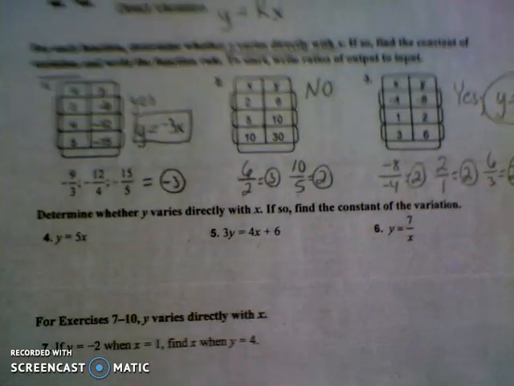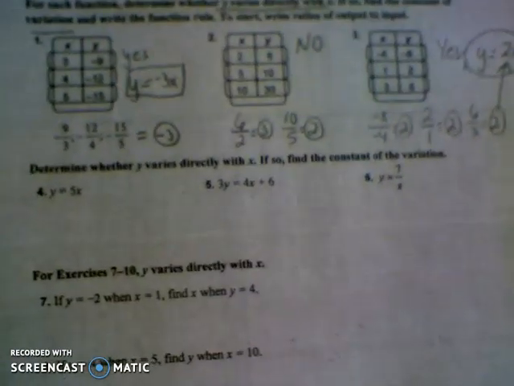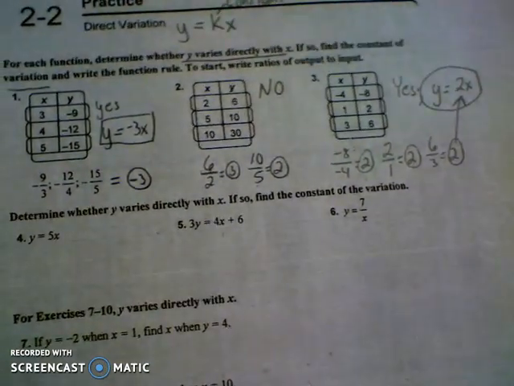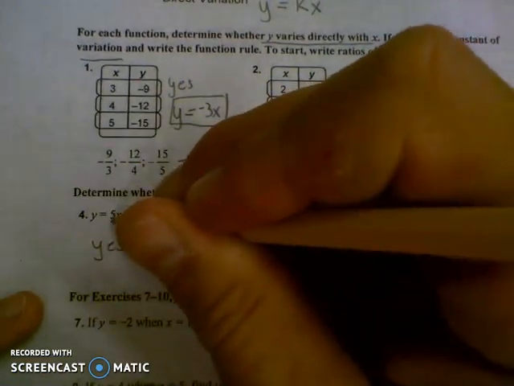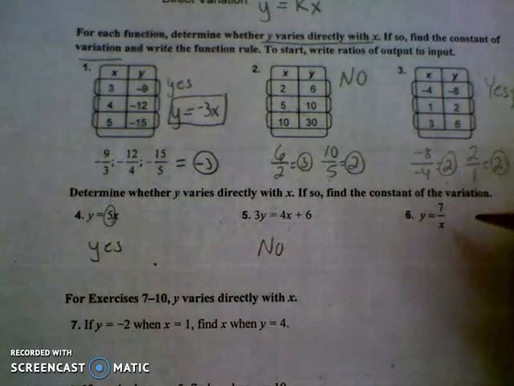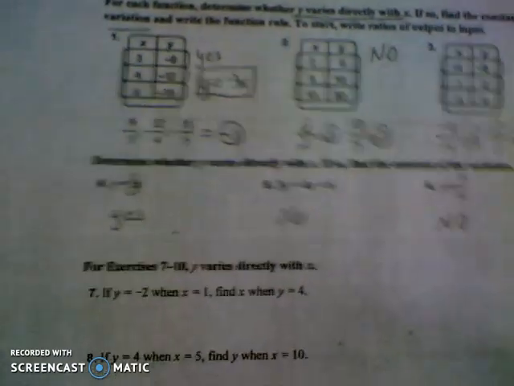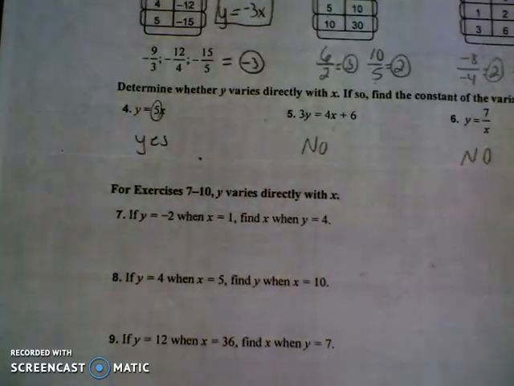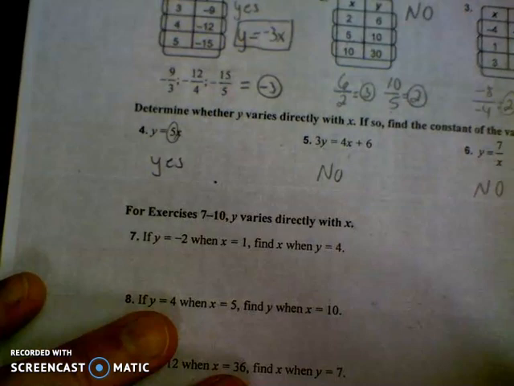Alright, number 4, 5, and 6, we're only going to do one of these. Determine whether y varies directly with x. If so, find the constant of the variation. And this is yes. And here's our constant. This one's no. Number 7 is also no. Number 7, 8, and 9, we did all those, by the way. It was really quick. So y varies directly with x for all these. Let's find the answer out.